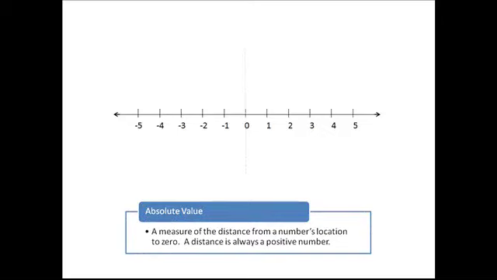Absolute value. Absolute value is a measure of the distance from a number's location to 0. A distance is always a positive number. If you imagine that you live at 0 and you went out of your house and you traveled and ended up at -4. Just because you're at -4 doesn't change the fact that you've traveled 4 units from 0. Not -4 units, 4 units. 4 is the distance from -4 to home or 0.